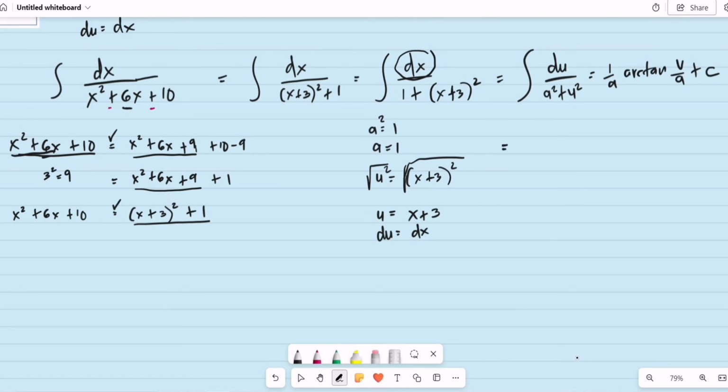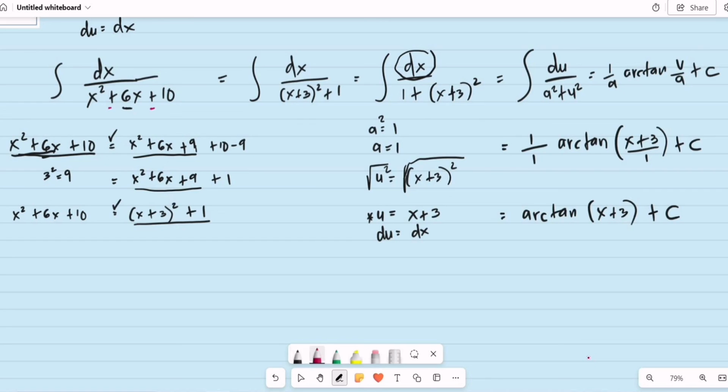So all we have to do now is substitute. That is 1 over a, which is simply 1, multiplied by arctan of u, where the value of u is x plus 3, and the value of a is simply 1, plus c. Simplifying further, 1 over 1 is simply 1. Then we have our final answer as the arctan of x plus 3 plus the constant c. So this will be our final answer for the fifth example.